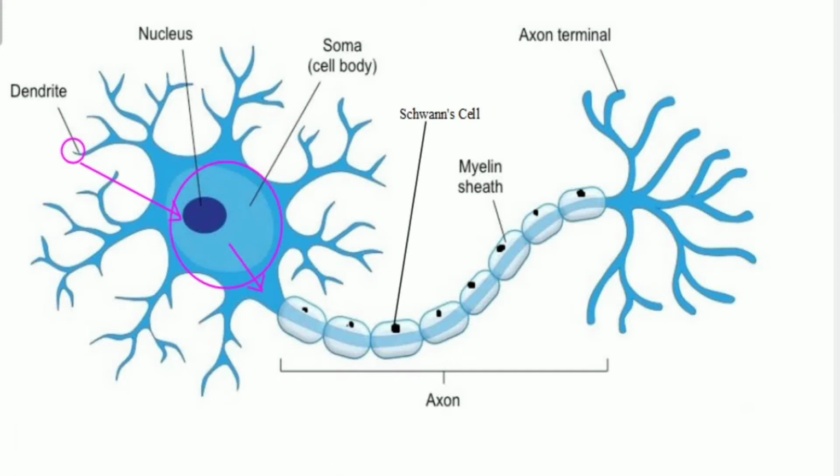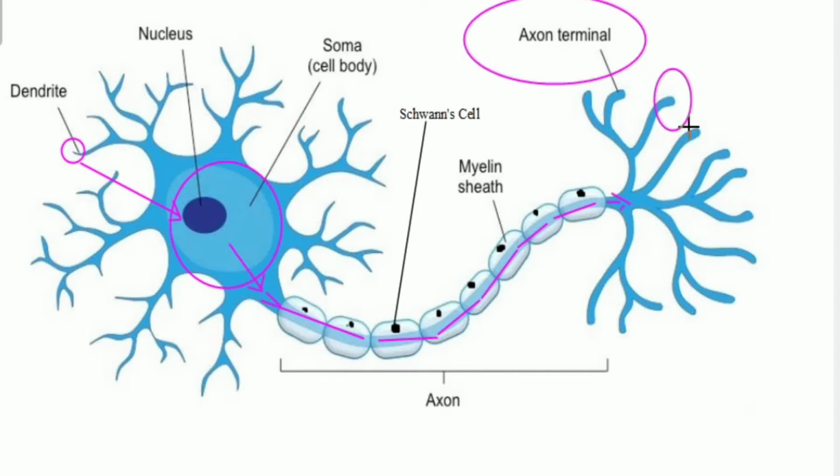Now, where is the axon? Observe, this is a tube-like structure, and this tube-like structure is called the axon. The axon is responsible for carrying the message from the cell body towards the end. Where is the end? This is the axon terminal, also called the nerve ending.